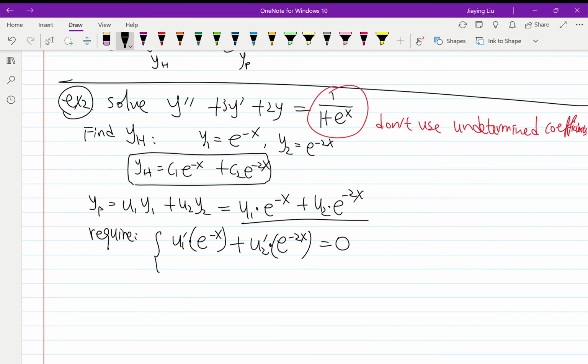And then the next equation is similar, but it's going to be u1 prime times y1 prime. So we have to take the derivative of what I had before. So that's a negative e to the negative x plus u2 prime times the derivative, so that will be negative 2 e to the negative 2x. And equals f of x, 1 over 1 plus e to the x.